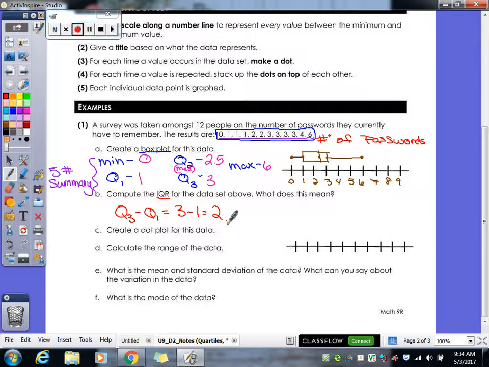So what does this mean? That means the middle 50% of our data is around the number 2. Middle 50% of data is around 2. Which, if you look at our box, isn't the whole box around basically the number 2? Yeah, so that would be an accurate statement.